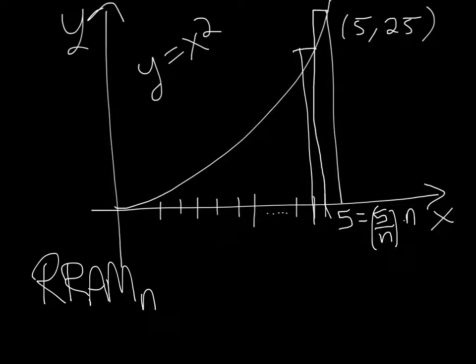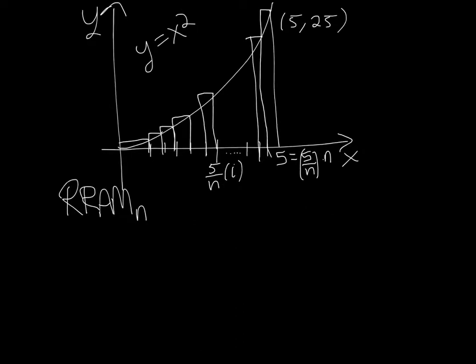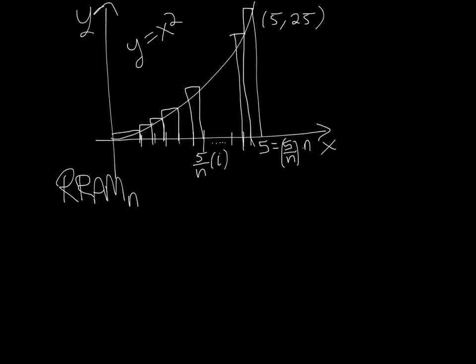And just to give you a few more arbitrary looking rectangles, we go up along the right endpoint and we make a rectangle, and here is one right in the middle. So let's call this point 5 over n times i. And we want to find the area. The area of this entire region can be approximated. So far we're still doing an approximation. Can be approximated by finding the area of each rectangle and adding them up.